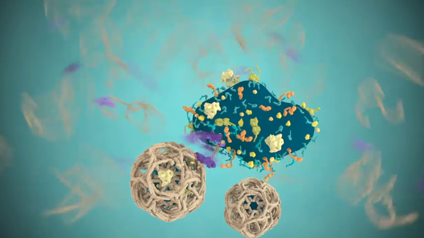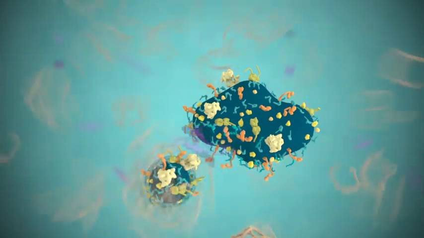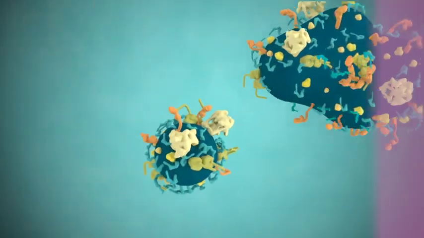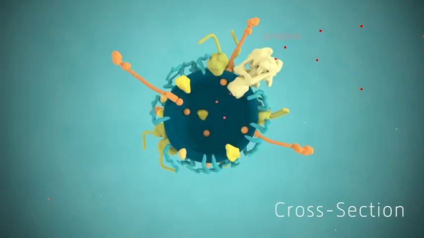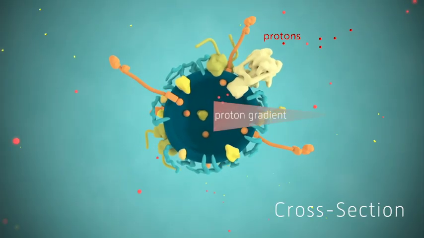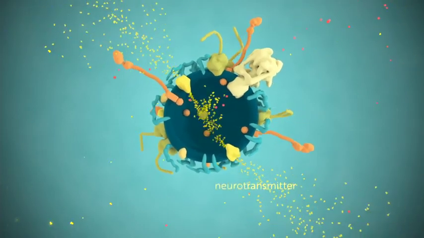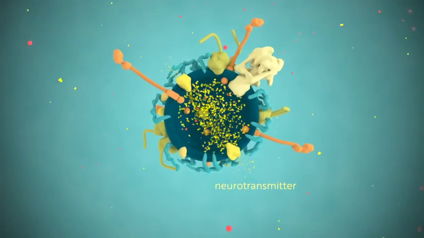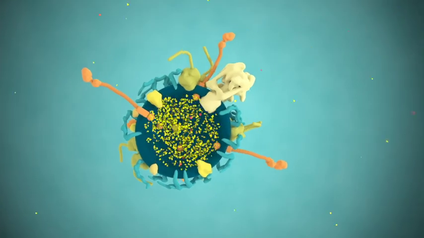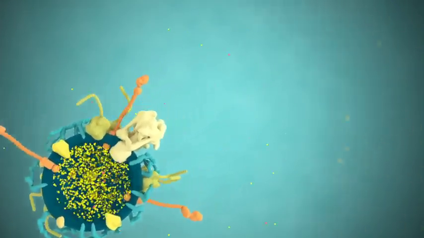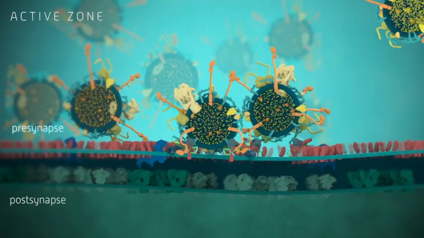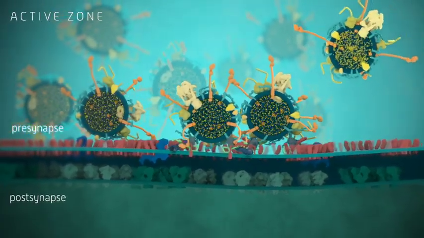Vesicles are cleaved by dynamin. The clathrin coat is removed and V-ATPase pumps protons into the newly formed synaptic vesicles, creating an electrochemical gradient across the membrane. Transporters utilize this electrochemical gradient to load the synaptic vesicles with more than 1,000 neurotransmitter molecules. Refilled vesicles move to the active zone to maintain neurotransmitter release.